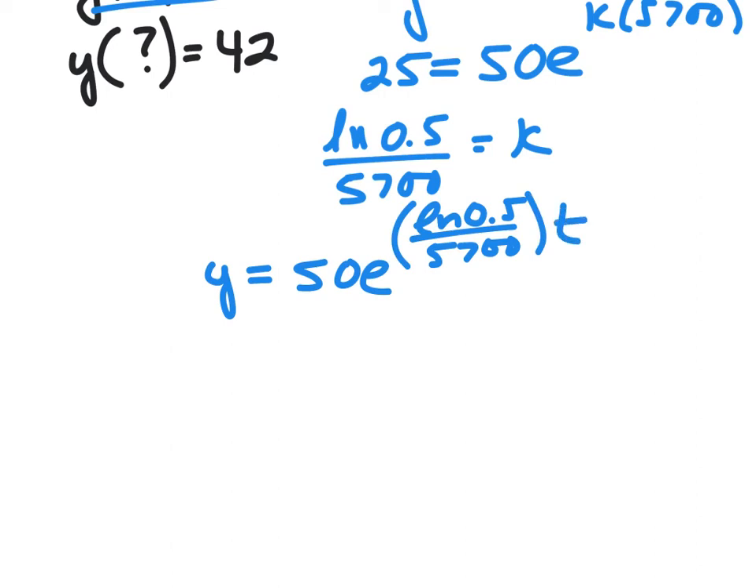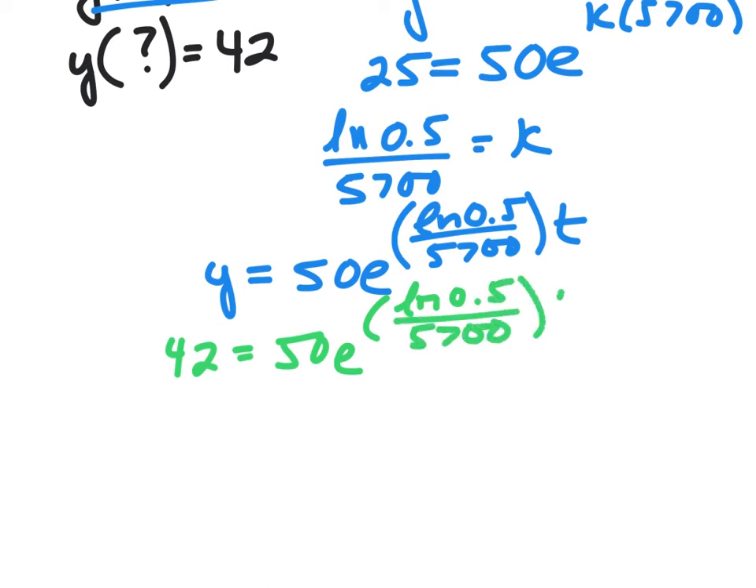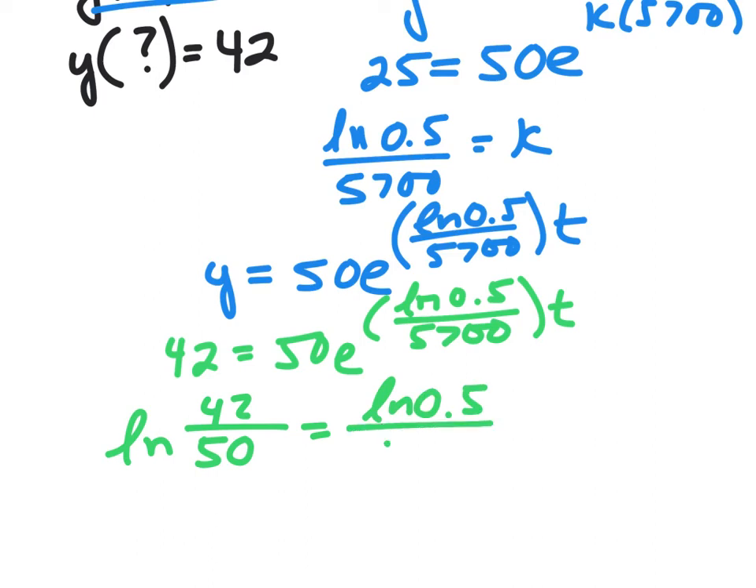My goal is to solve for t when y is equal to 42, so I need to go back and plug in 42. And then it just becomes an algebra problem. So first step, if I'm trying to isolate t, I would divide 50 to the other side. And then I need to get rid of e, so take the natural log of both sides. So I'm not going to write every single step, but I have ln of 42 over 50 equals, the e is gone, ln of 0.5 over 5,700 times t.